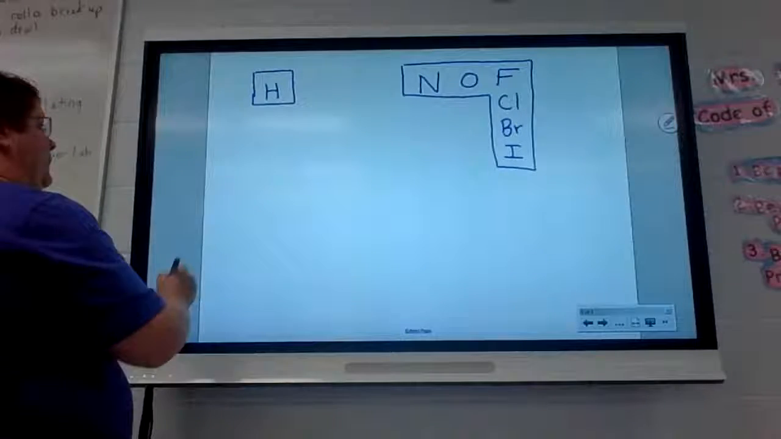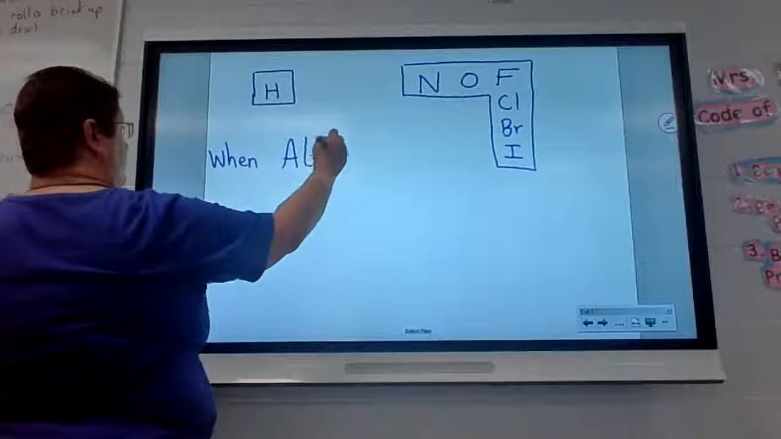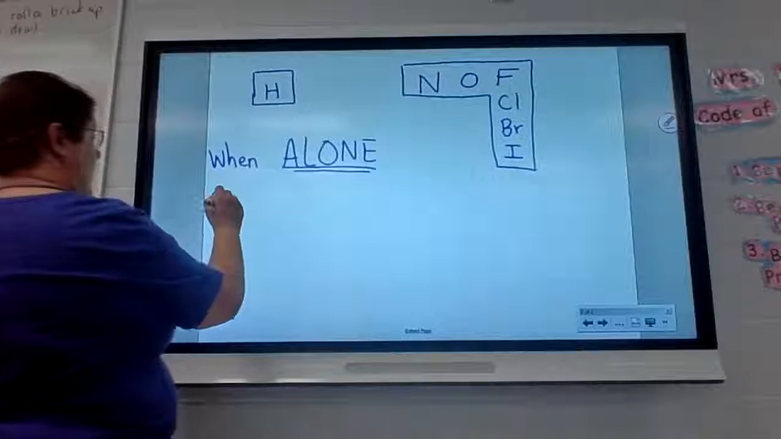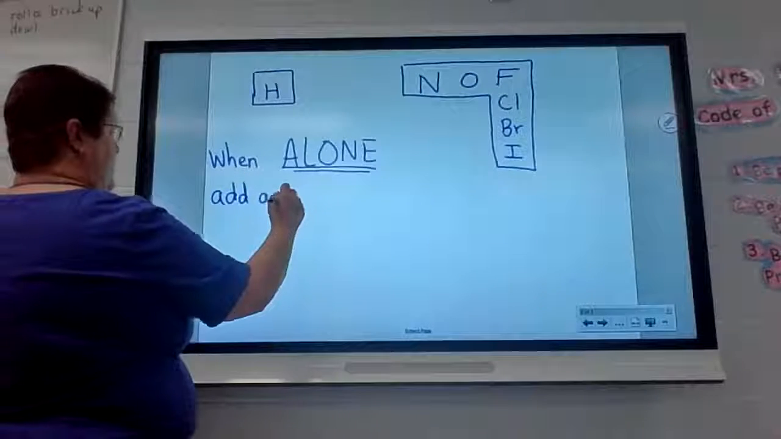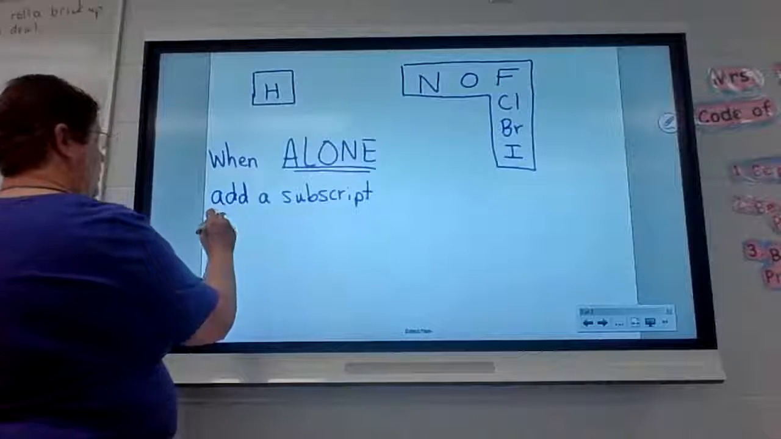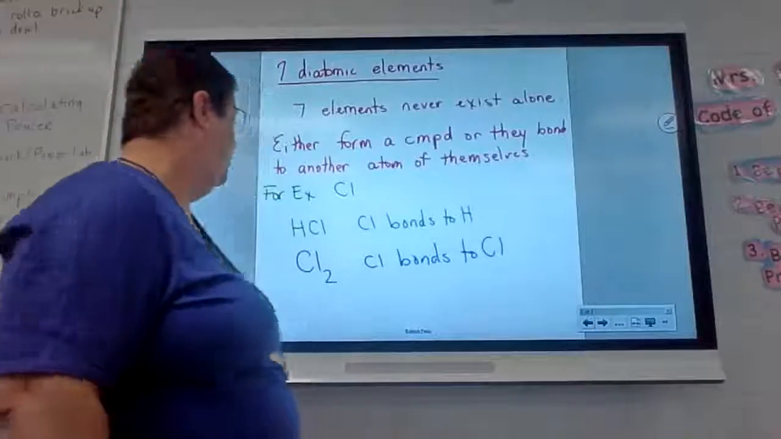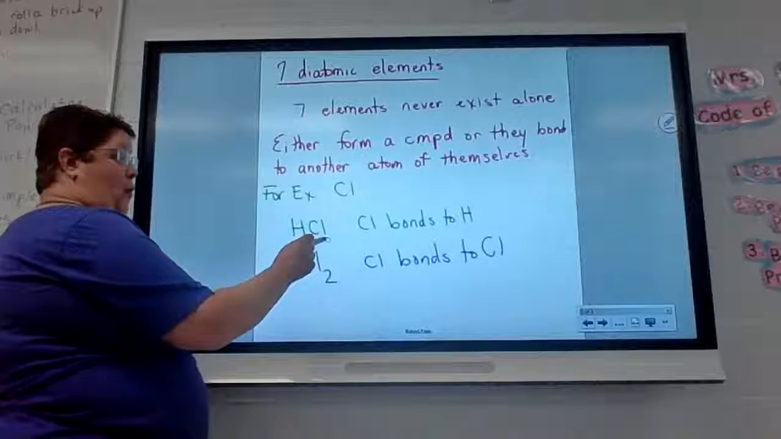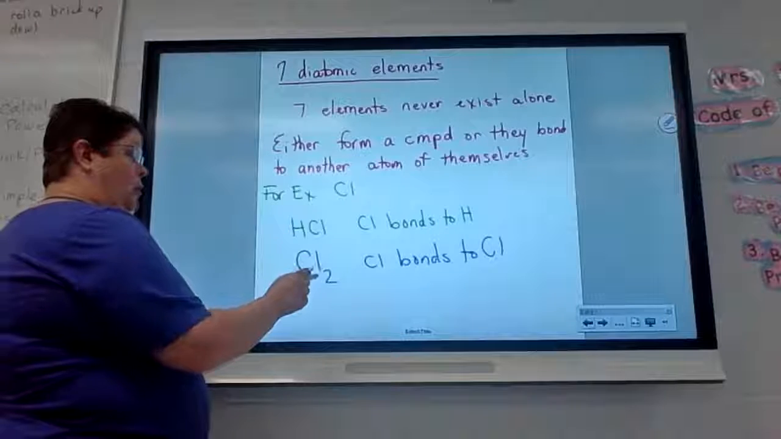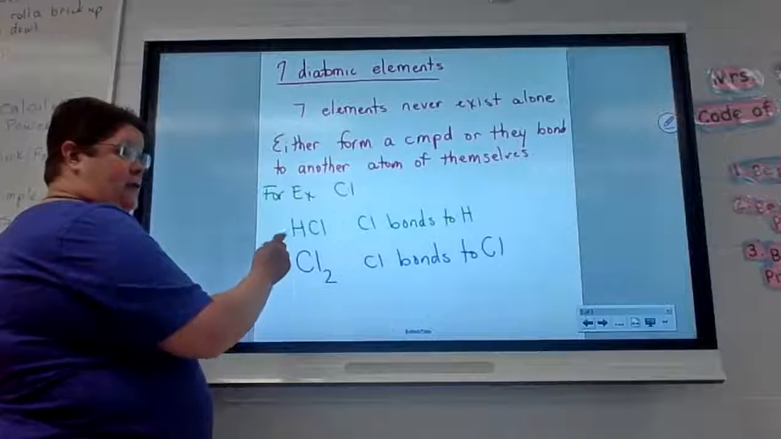So, when alone, that's the key here, add a subscript of 2. If I go back for just a second, was Cl alone in this formula? Did I add a 2? No. Was Cl alone here? I added a 2. See the difference?